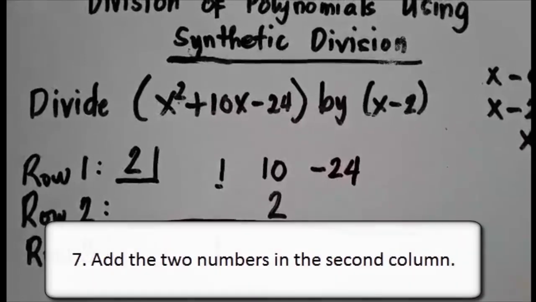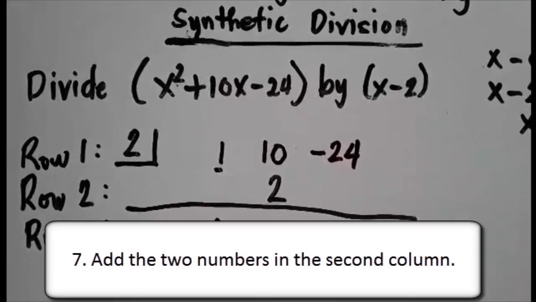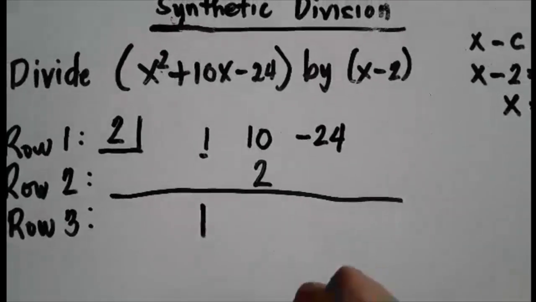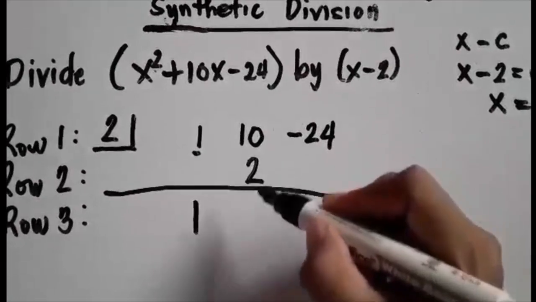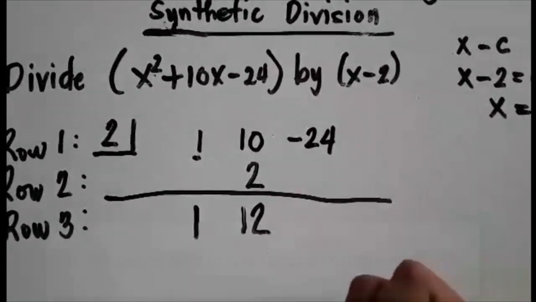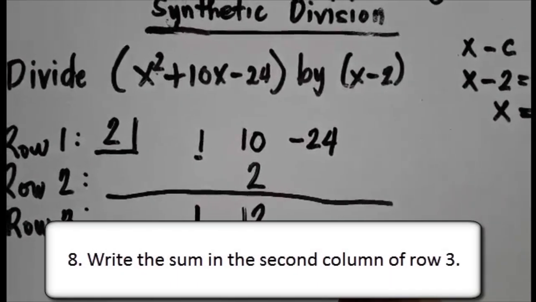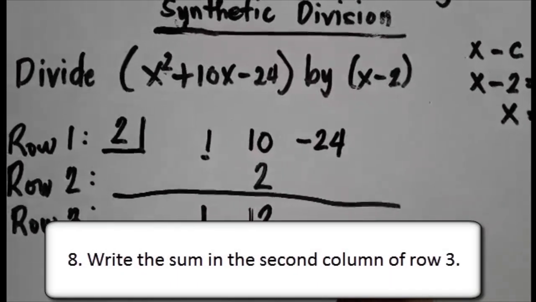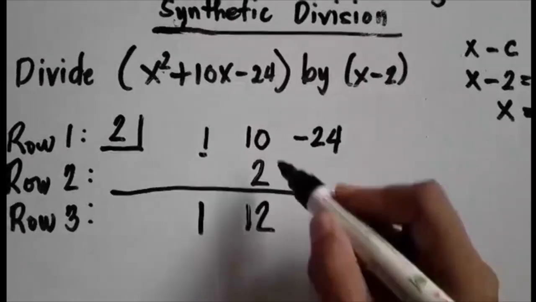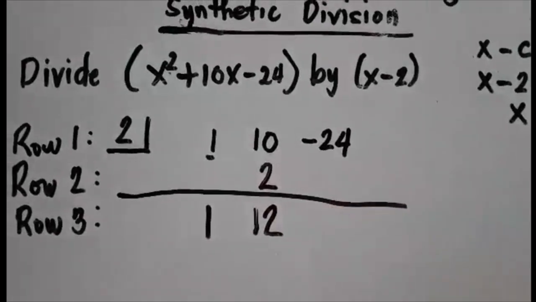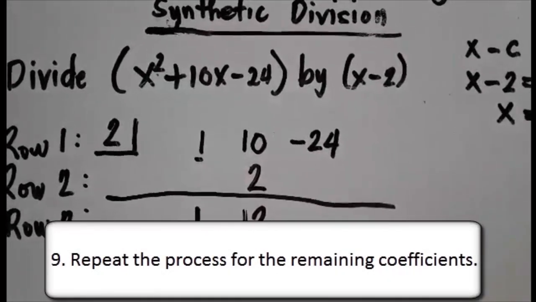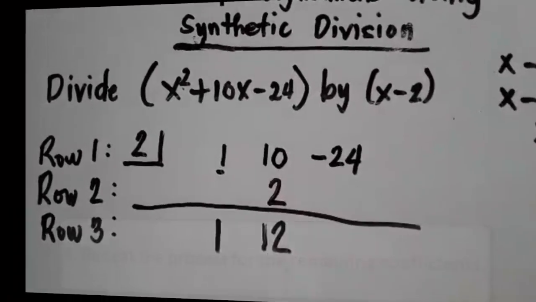Then step number 7, add the two numbers in the second column, second number in the first row and second row. So i-add daw natin yung 10 and 2 at that will be equal to 12. So step number 8, write the sum in the second column of row 3. Ito po yung second column ng row 3, kaya doon po natin ilalagay yung sum ng 10 and 2. Nakakasunod po ba? Then the last step, repeat the process for the remaining coefficient.